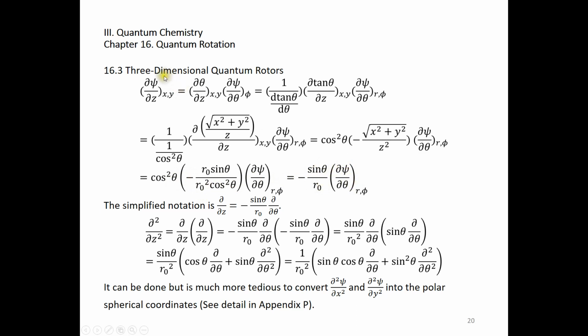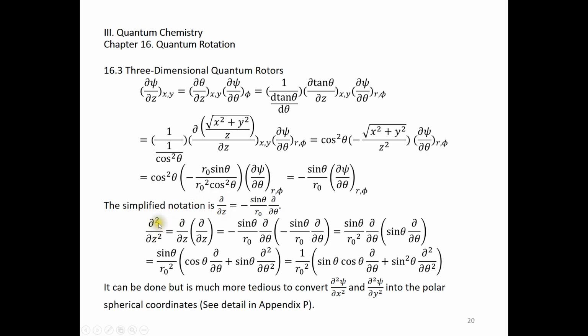We just converted this derivative to the polar spherical coordinates right here. The simplified notation is this: delta over delta z is equivalent to negative sine theta over r naught, delta over delta theta. We're not done yet, because if you look at the kinetic energy operator, it involves the second derivatives.